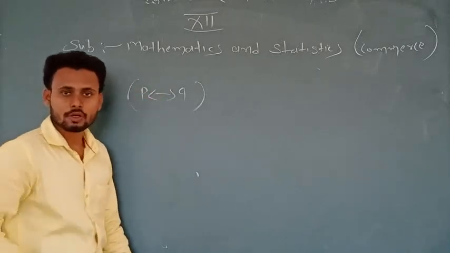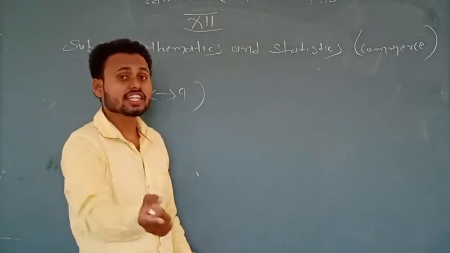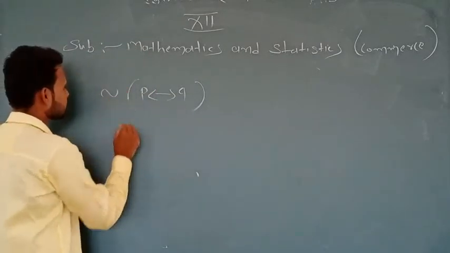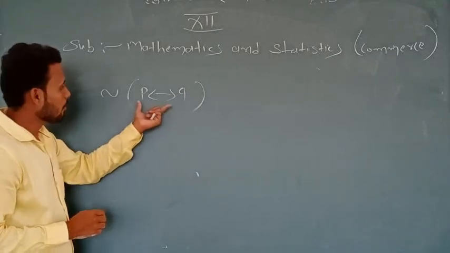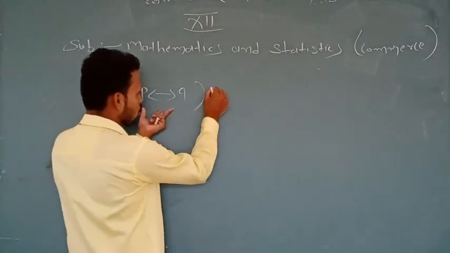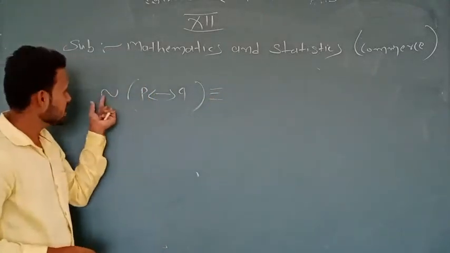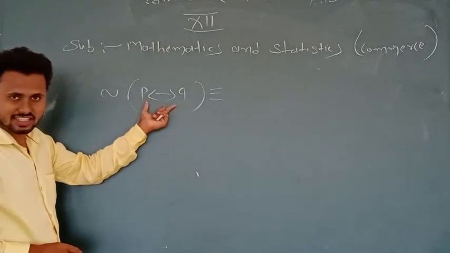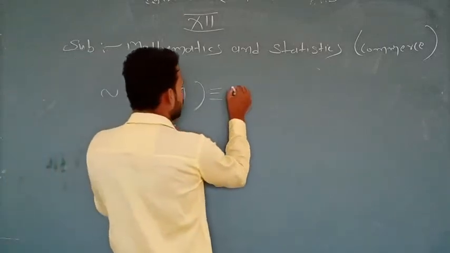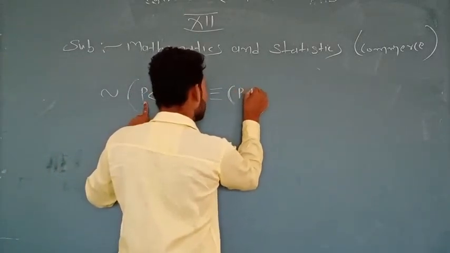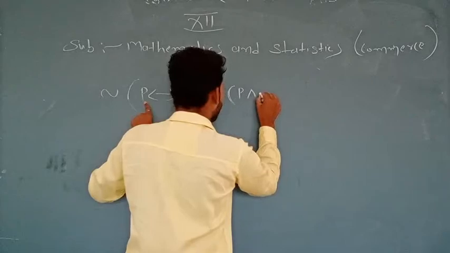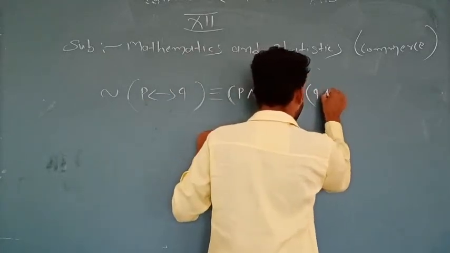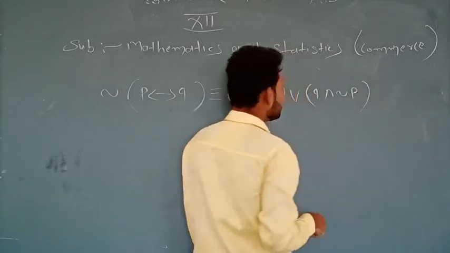And here our point is the negation of a biconditional statement. Negation of a biconditional statement means just take the negation here. Then what is the negation of a biconditional statement of two simple statements? It is equivalent to P conjunction with negation Q, or with Q and negation P.